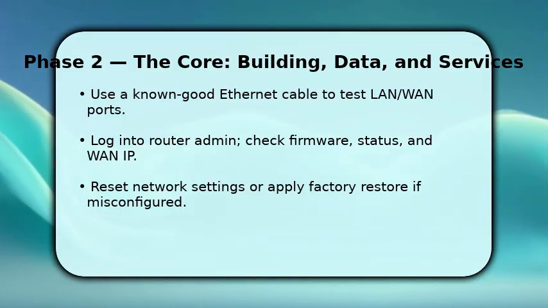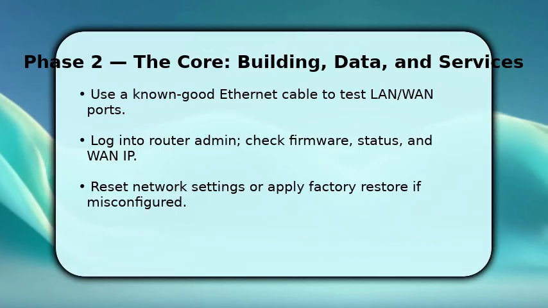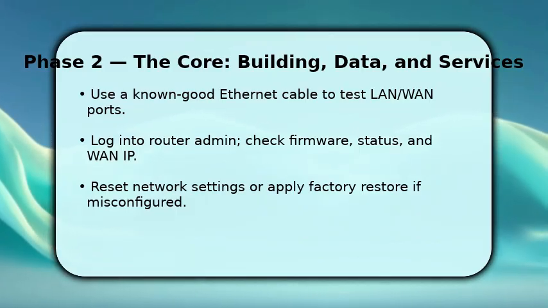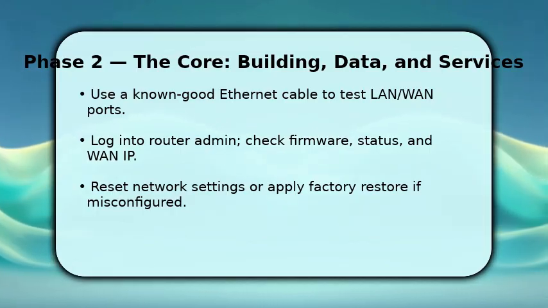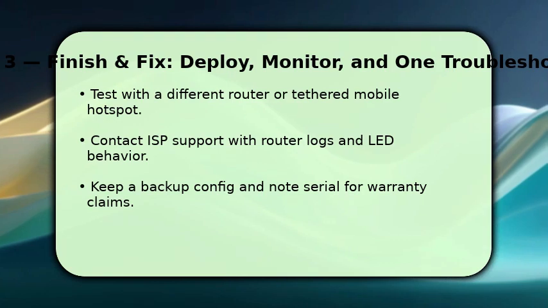No IP equals upstream failure. If settings are wrong, correct them. If corruption is suspected, perform a factory reset and reconfigure. This often resolves persistent issues. Finish by isolating the fault.